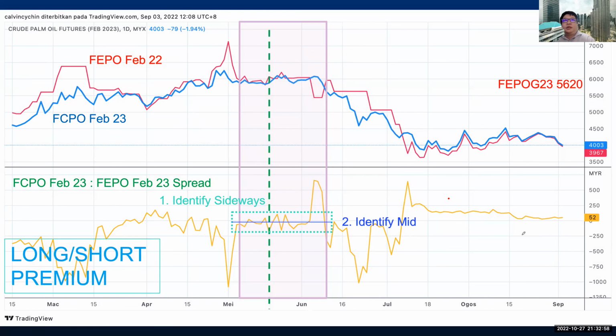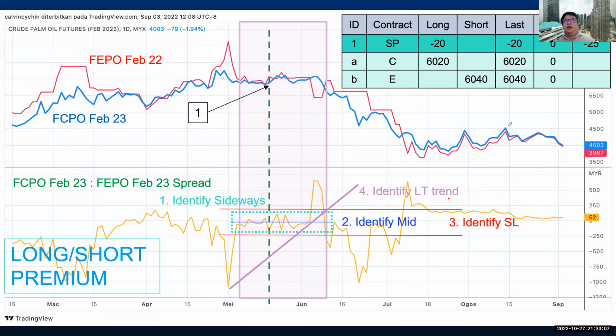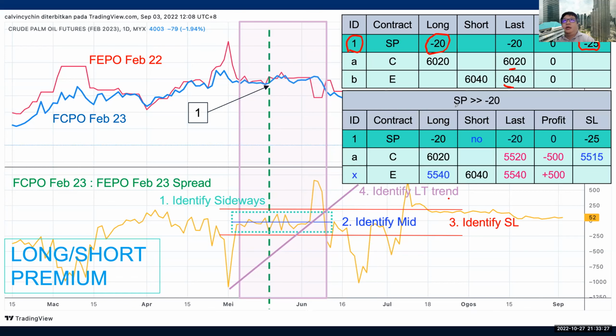Same method, the 4-5 steps. Same case. We start with a long one, spread at minus 20, stop loss minus 25. Of course, we have the leg here. Maintain minus 20.